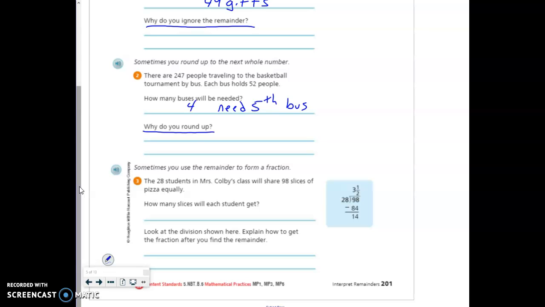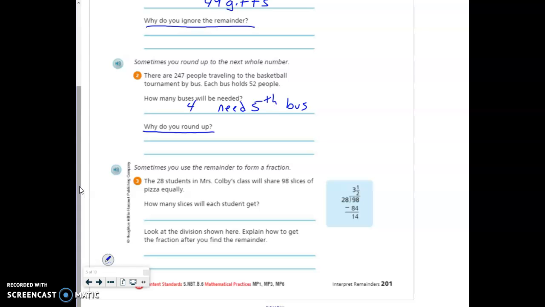All right, now the third option is actually a combination of 2. It says sometimes you use the remainder to form a fraction. Fractions and decimals are 2 different things, but they basically are getting us to an exact answer. We don't want to have a remainder of something left over, but we need to break those things up into even groups. Everything needs to be exactly even.